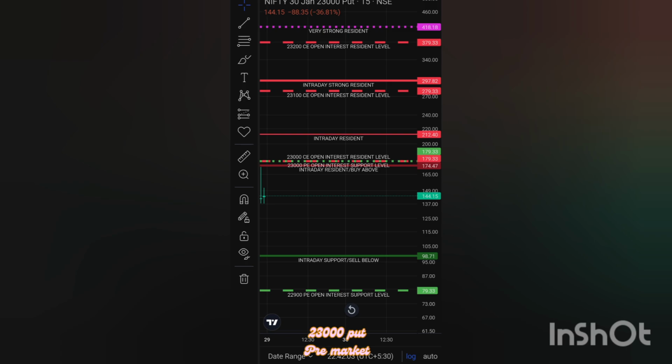Before market opens, mark these levels on your chart. Wait for confirmation, don't jump into trades. Observe price action at these levels. Follow the momentum, if price crosses buy above, go long. If price breaks sell below, go short. Risk management is key, always use a stop loss and maintain a proper risk-reward ratio.